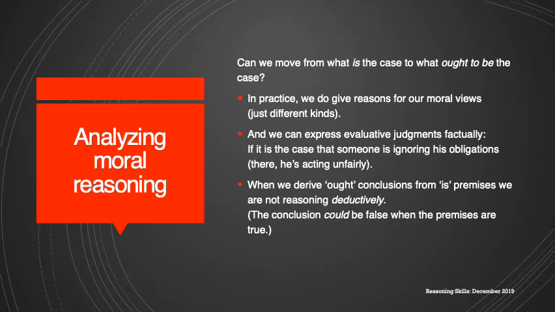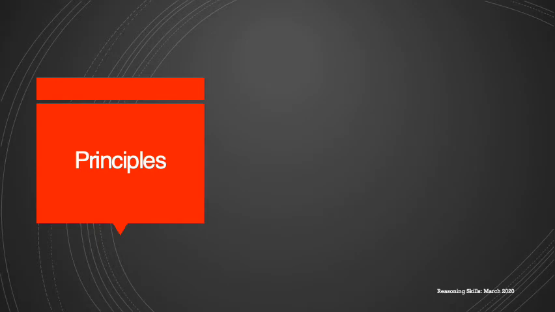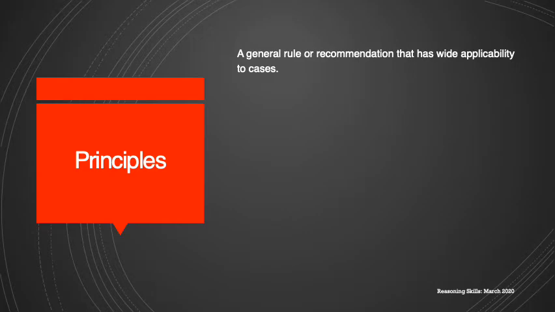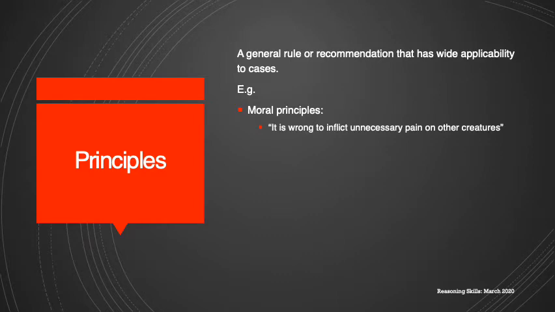The strongest moral reasoning will be based on principles. Principles are general rules or recommendations that have wide applicability to cases, to particular circumstances, to particular states of affairs or situations that we find ourselves in. For example, there are moral principles, and this is our focus right now. We might say it is wrong to inflict unnecessary pain on other creatures.